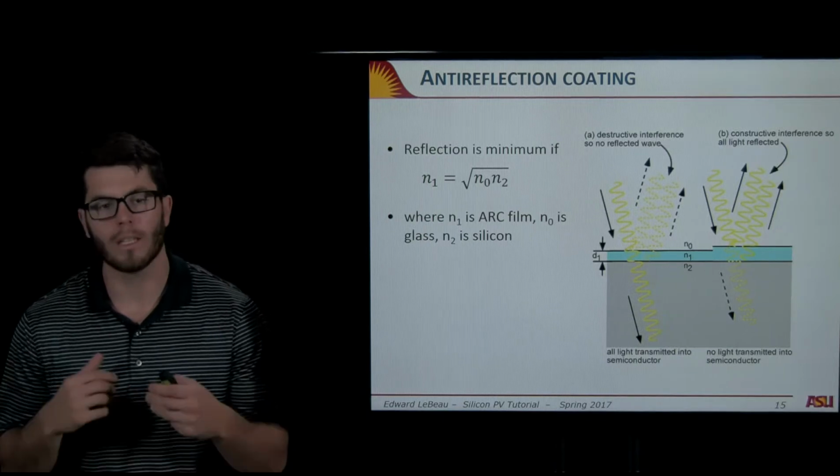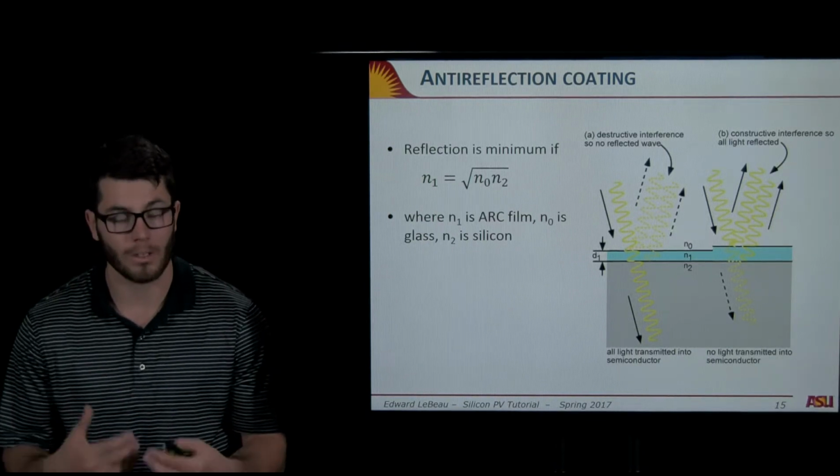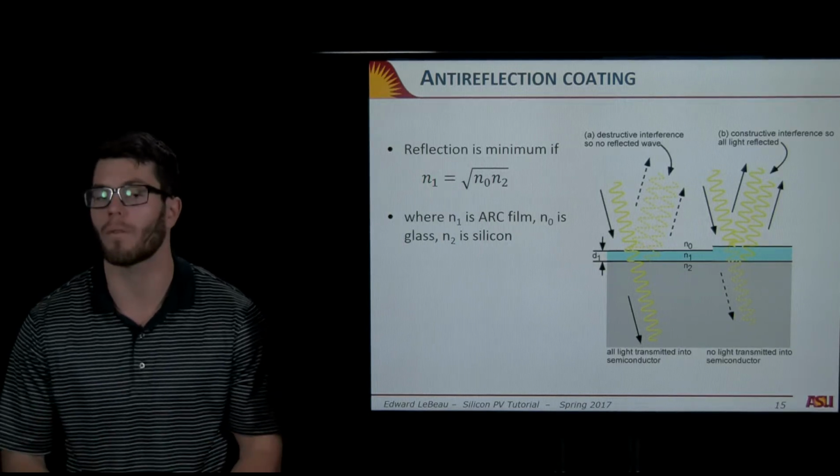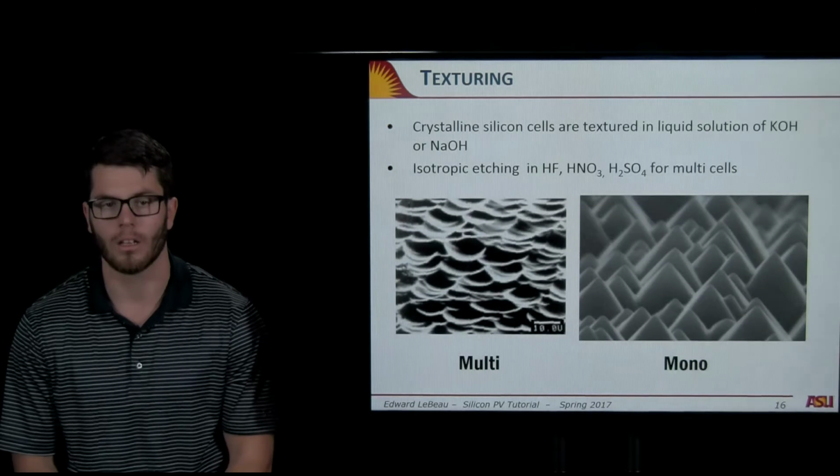Now you don't want to have way too thick of an anti-reflective coating because it does also absorb light in it. It is transparent, but nothing is perfectly transparent. So you have another delicate balancing act going on.